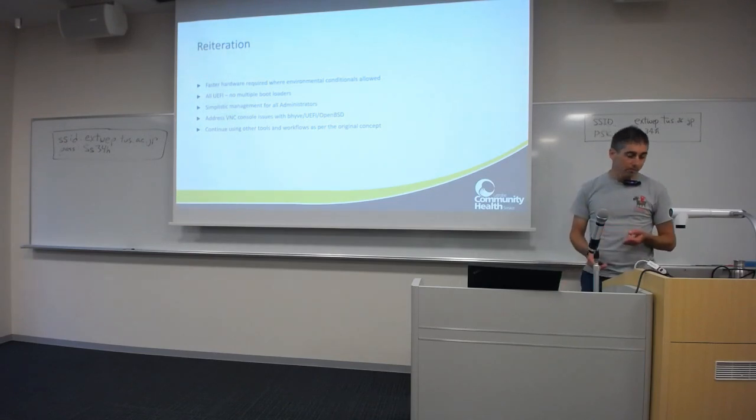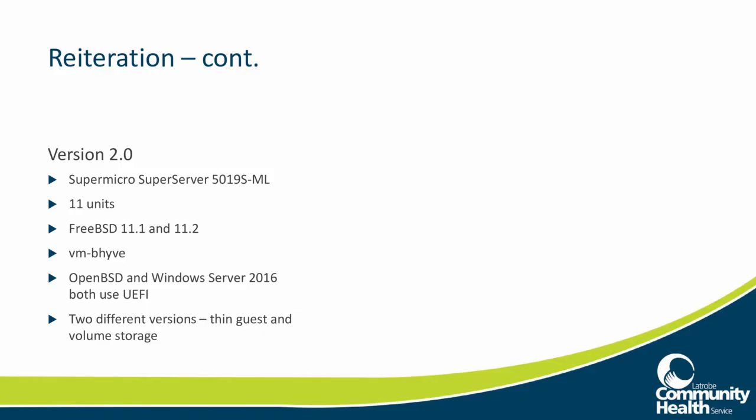So version 2, Saurus, adopted the Supermicro 5019S-ML, which is a Xeon-based server. Still the same amount of RAM, 16 gigs. So that's all we use for these appliances. Because they're only running basically two guests, there was no need to have any more than that. Windows Server 2016 actually runs all right in 4 gig of RAM. And OpenBSD, I just give it a gig of RAM.